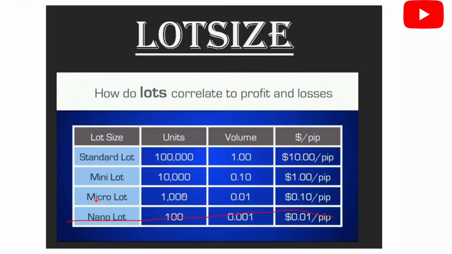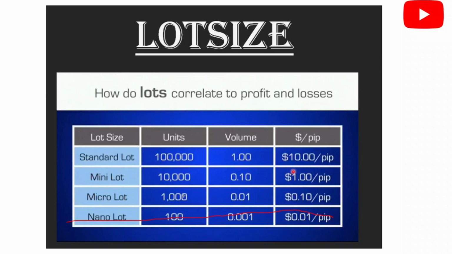If you enter the market with a micro lot that is 0.01, you'll be making 0.10 cents if that market moves one pip. If it moves 2 pips, you'll be making 0.20 cents. If you move 3 pips, you'll be making 0.30 cents. That is for micro lot.